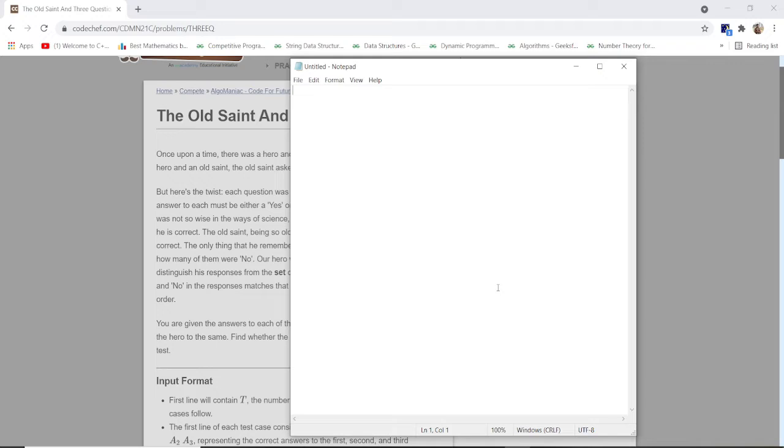Suppose me and my teacher are sitting in a classroom and my teacher asks me three questions: one, two, three. I answer him as 0 and 1, where 0 means no and 1 means yes. Suppose I answer the first question yes, that means 1. I answer the second question 0, that means no. And I answer the third question 1.